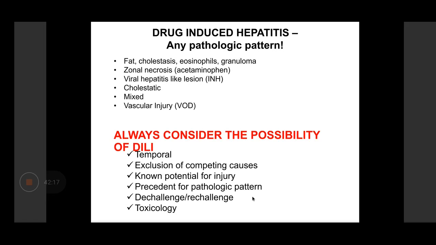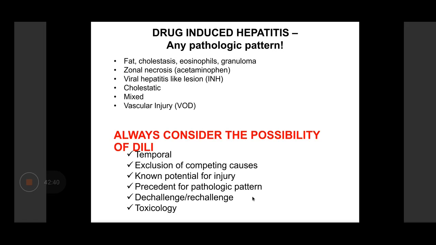Then there should be a known potential of injury of that drug. Of course, if it is unknown also, you can keep it in the differential diagnosis. But if there is a known potential of injury of that drug, and especially if it shows the same pathological pattern in the past, for example, INH showing a viral hepatitis-like pattern.